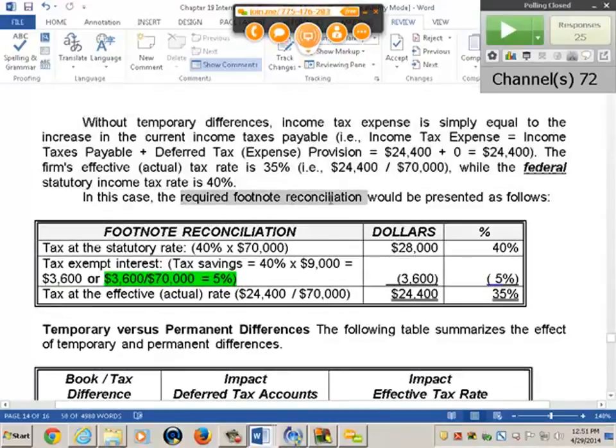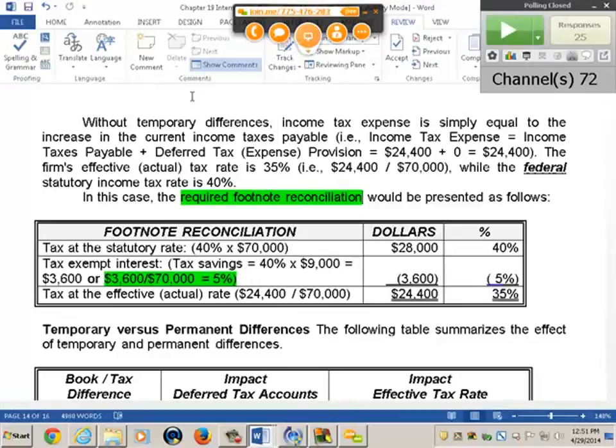footnote that is required, and by the way, you have to know how to do this footnote. This is a required footnote for publicly traded companies. For smaller companies or non-publicly traded companies, privately held companies, you only need to describe the permanent differences of the reconciling items. This reconciliation can be provided in dollars or percentages or both. I'm always going to ask you for both.